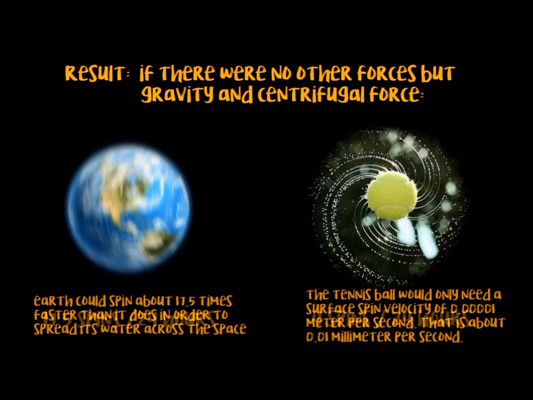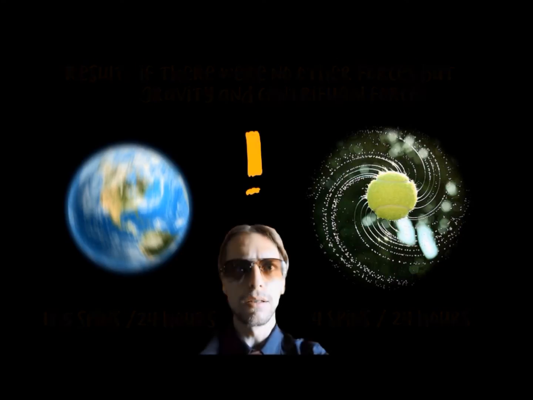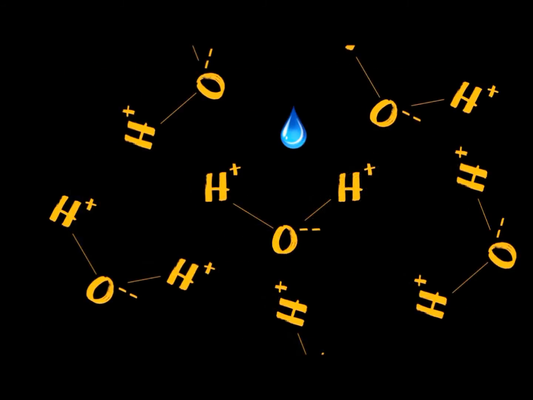In other words, Earth could spin 17.5 times in 24 hours, but the tennis ball only 4 times in 24 hours. And I want to say it again, we totally ignored the electromagnetic forces that, especially in the tennis ball, will be hugely stronger than gravity.